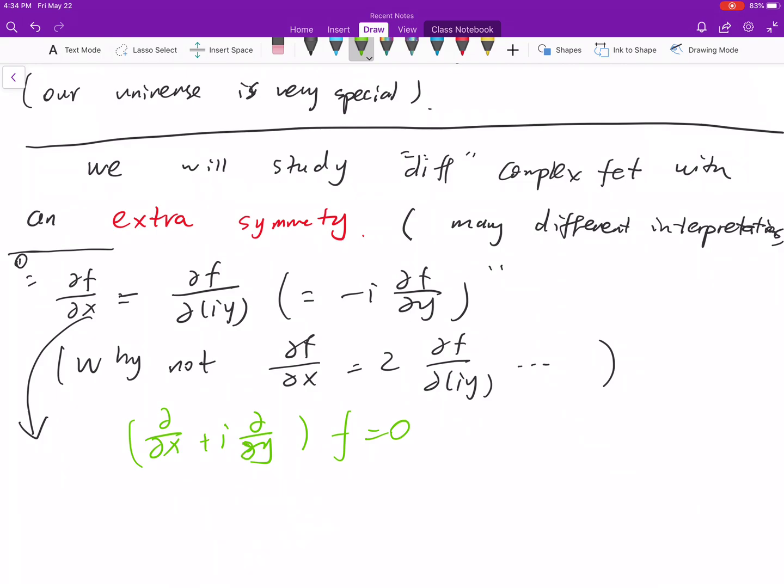If you still remember what we learned in 234, this is called a partial differential equation. So the subject we are interested in is a complex function satisfying a partial differential equation of first order, because the derivatives are only of order 1. You take the first order derivative, and we call this the Cauchy-Riemann operator.